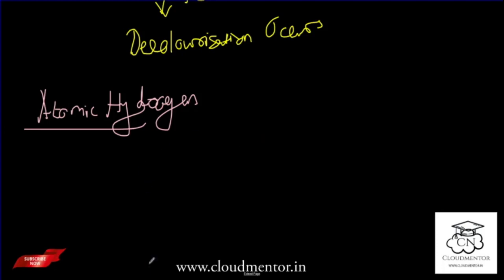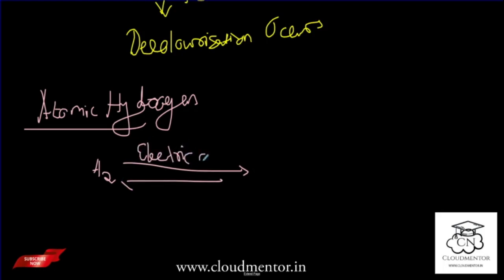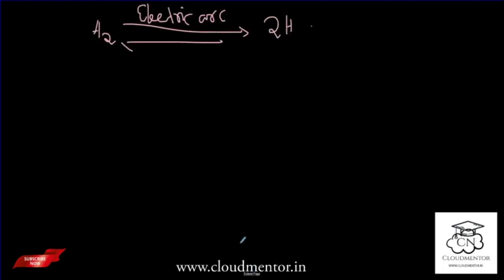Hydrogen gas passed through an electric arc gives atomic hydrogen. It is a reversible process. The lifetime of atomic hydrogen is short, just 0.3 seconds, and it readily returns to the ordinary form. This conversion is highly exothermic and is used for welding purposes.